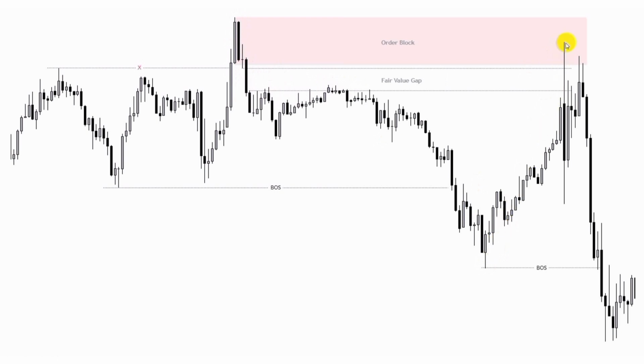So now price returned to the upside, mitigated the order block, mitigated the fair value gap, and you can see the impulsive movement of price to the downside. And then price broke this low point. So this is what you should be looking out for. You want to look out for the order block that takes out liquidity, sponsored movement to the downside that takes out the external range liquidity.